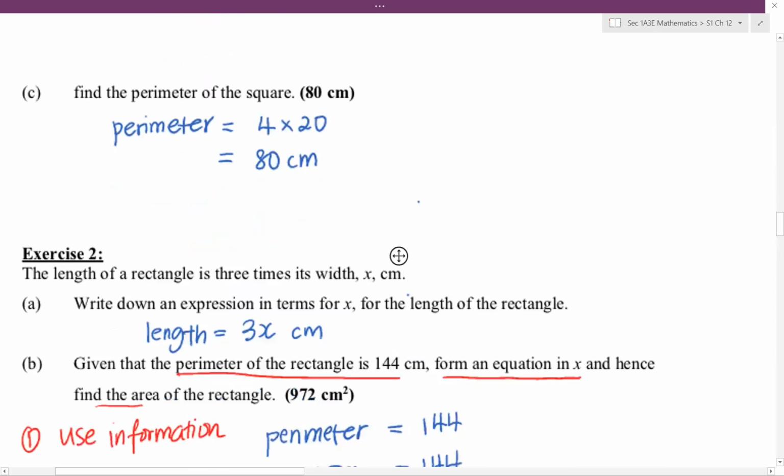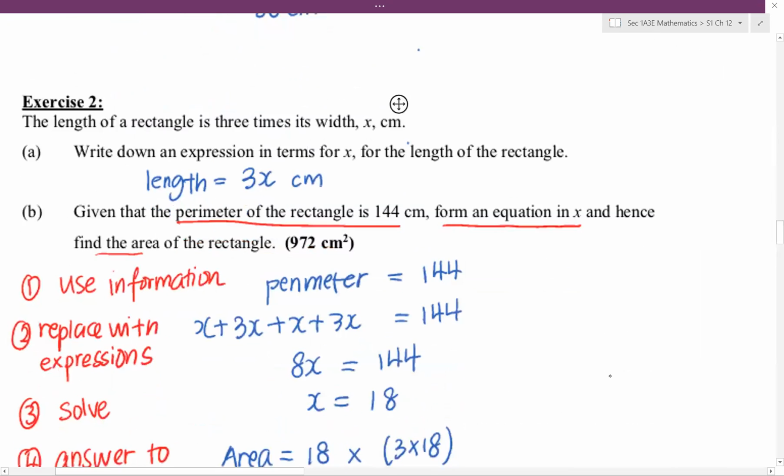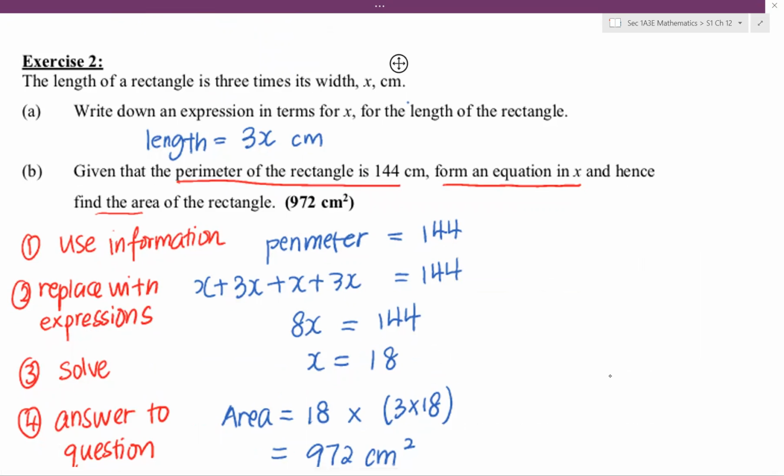Okay, question 2. Although we say that these are primary school concepts, your area and your perimeter of a circle, square, rectangle, triangle, we are of course going to fit in some algebra for you. The length of the rectangle is 3 times the width, x. The important thing is for you to translate. It is like translation from one language to another language. So the width is x, the length must be 3x. Immediately, you should be able to write that down.